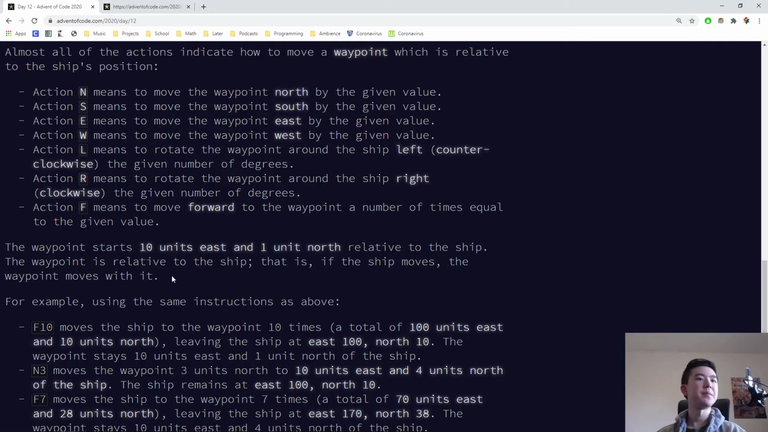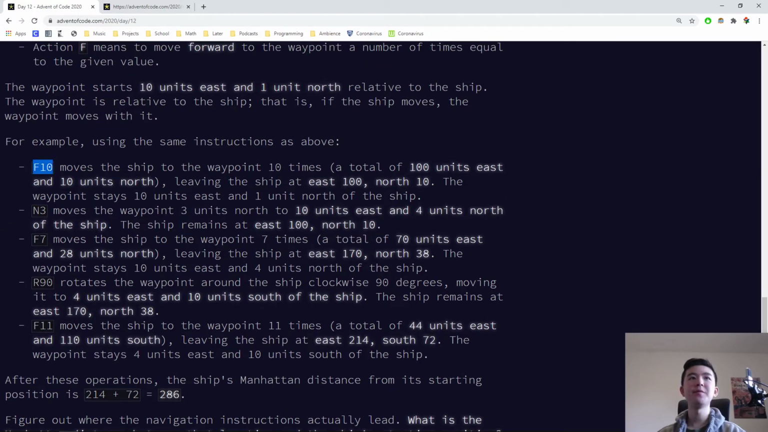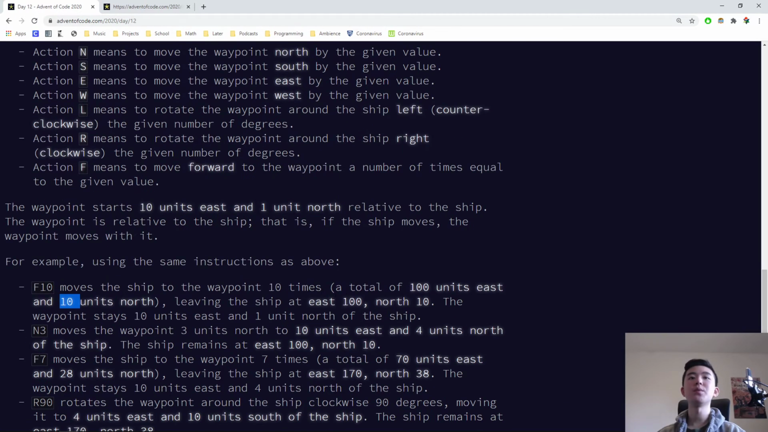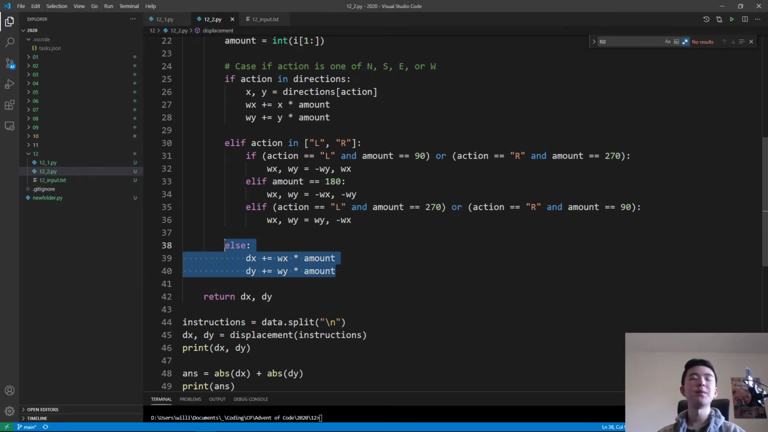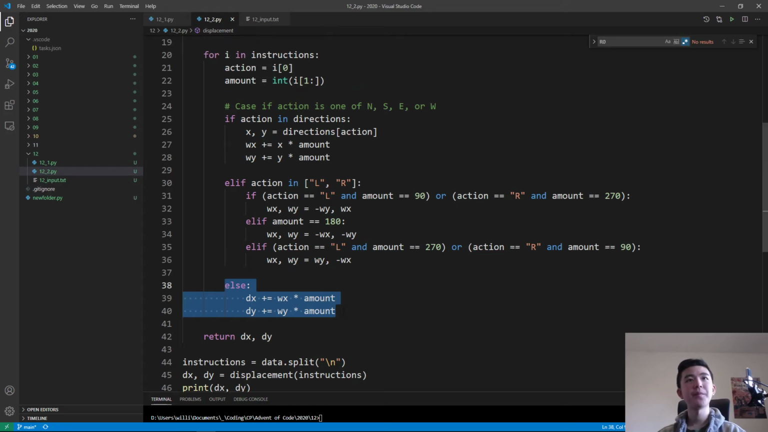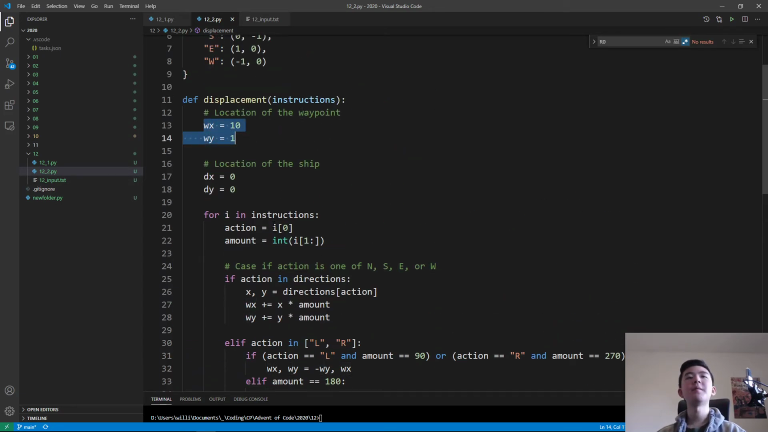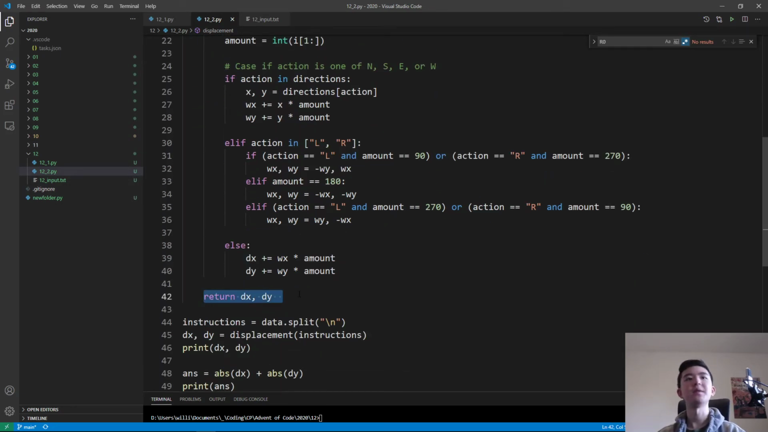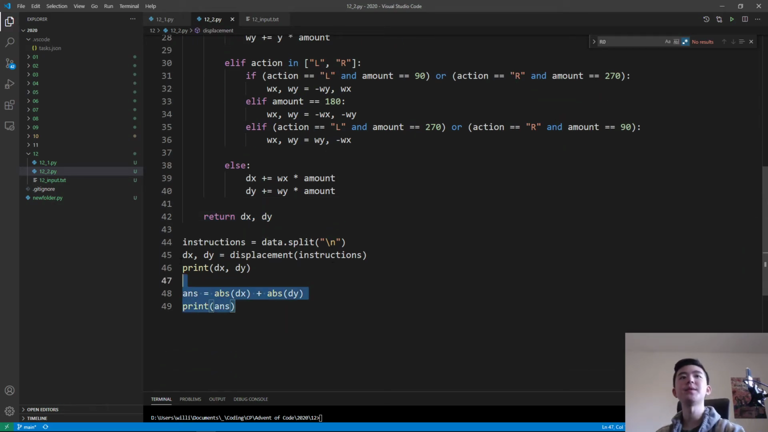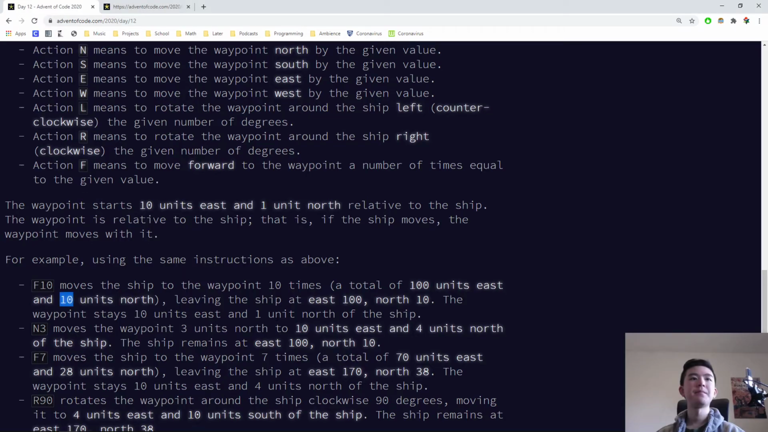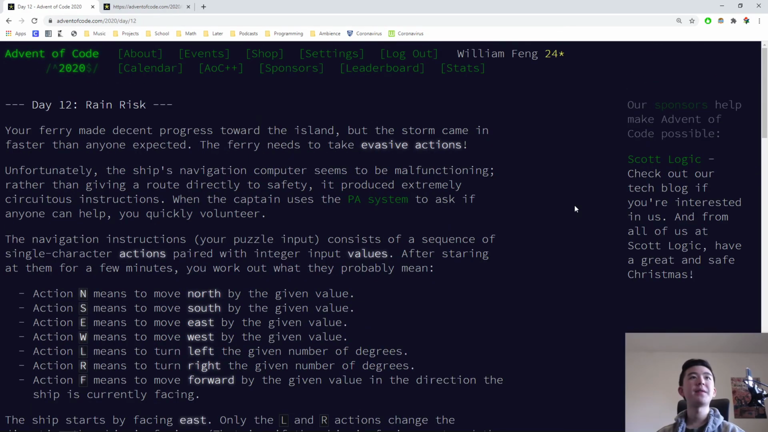So, for example, this example does it pretty well. F10 moves the ship towards the waypoint 10 times. So that's 100 units east and 10 units north, because the original coordinate of the waypoint was 10 units east and 1 unit north. So we have to multiply it by 10. And that's basically what we do over here if the action is forward. At the end, our ship has moved to some other location, and we just have that here, which is returned at the end, and then we do the same thing as before to parse the input and then print it out. So that's it for Advent of Code Day 12.